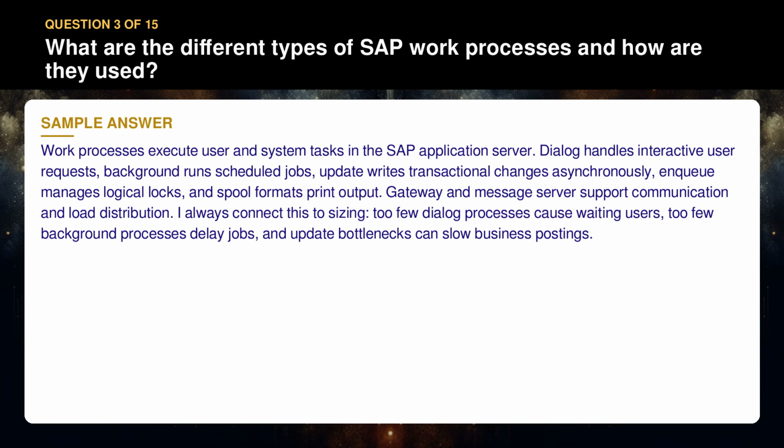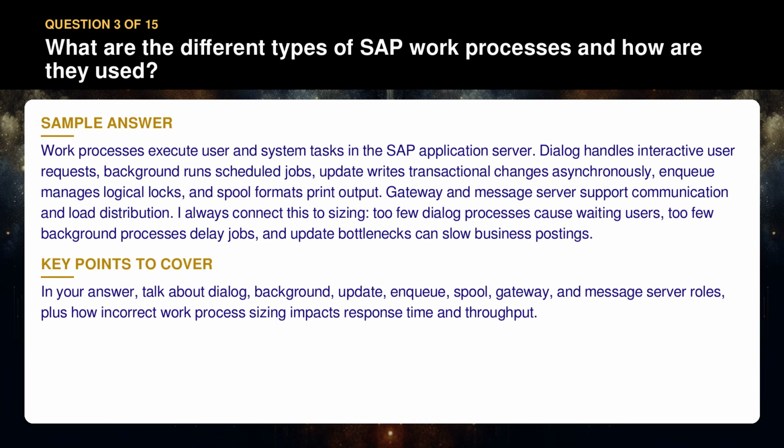I always connect this to sizing. Too few dialog processes cause waiting users. Too few background processes delay jobs. And update bottlenecks can slow business postings. In your answer, talk about dialog, background, update, enqueue, spool, gateway, and message server roles, plus how incorrect work process sizing impacts response time and throughput.